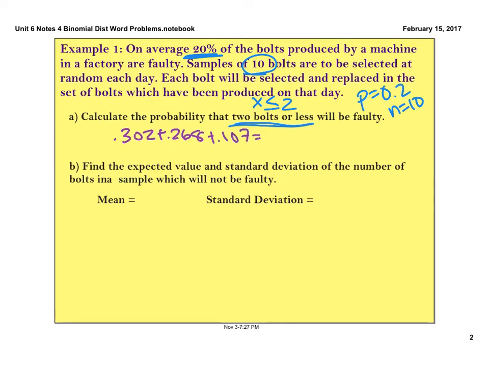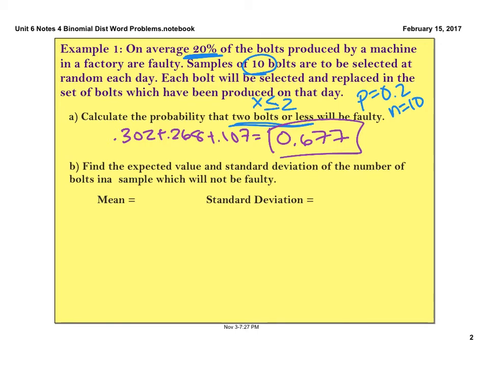So go ahead and grab your calculators if you don't have it already. 0.302 plus 0.268 plus 0.107. So 0.677 is the probability there that 2 bolts or less will be faulty.